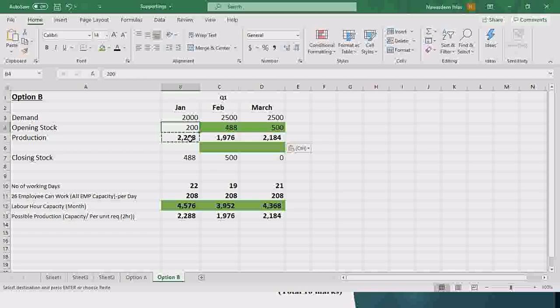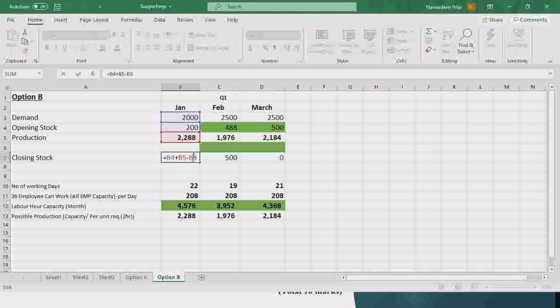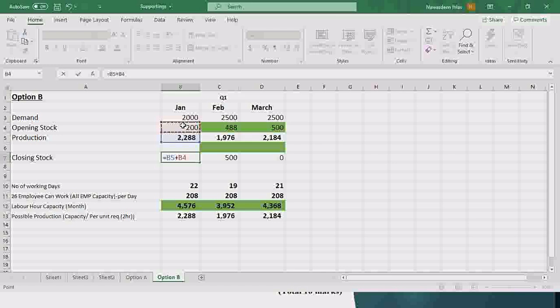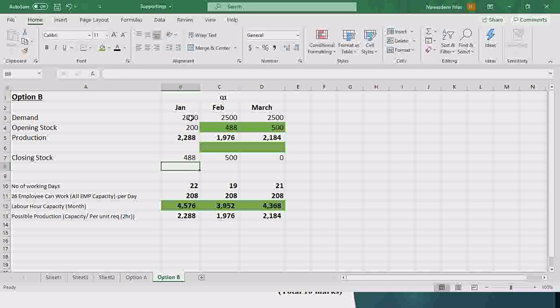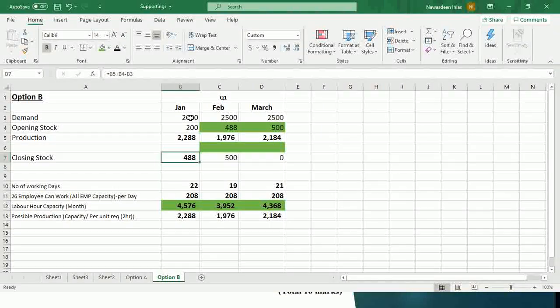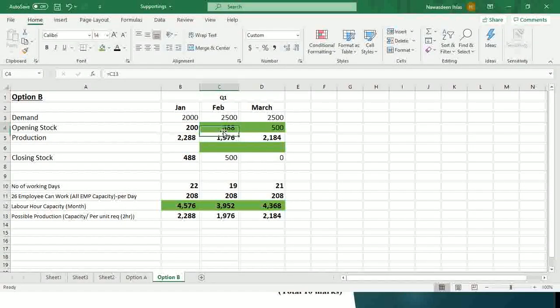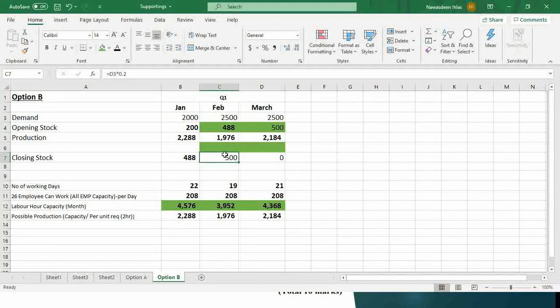Now opening stock they have given. Now what can we do? We can find our closing inventory levels. How can we find? Number of production during the period plus opening stock available will be the total stock available in this particular month. This is the demand, the amount we have sold. So this will be the remaining stock at January end, the closing stock. January's closing stock will be the opening stock of February. So I have already taken it. It is 488.